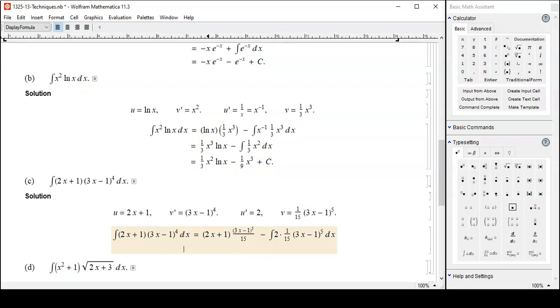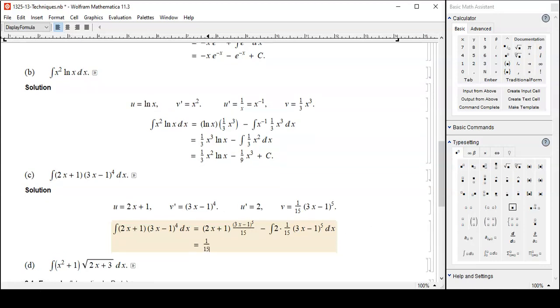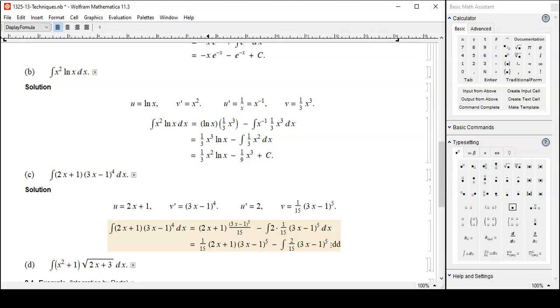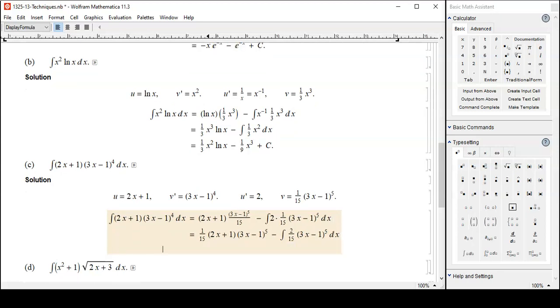Let's see. Can you simplify and calculate the integral? Well, this part is all set, so let's simplify this one first. 1/15, 2x plus 1, oops, sorry about that, 2x plus 1, and 3x minus 1 to the 5th power. Now, integral of number part is 2/15, sorry, 3x minus 1 to the 5th power dx. Okay, how do you do this? This one is already all set.